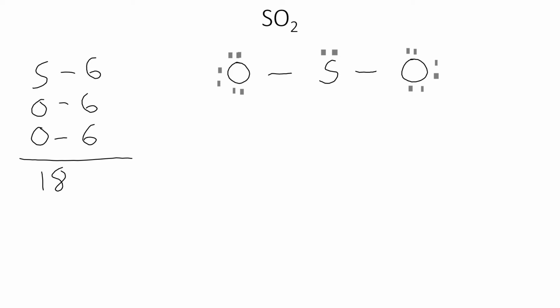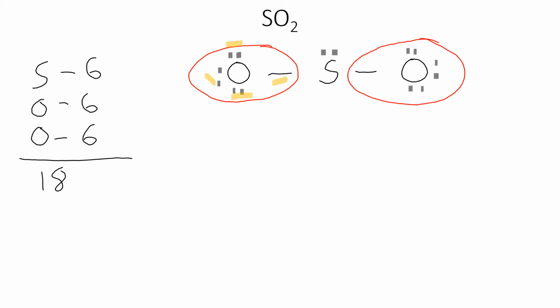So now when we're looking at the octet rule, starting with the outer atoms, the 2 oxygens, we're going to see that both of the outer oxygens have their octet set. 2, 4, 6, 8. That's good. 2, 4, 6, 8. That's good. So if we kind of clear those markings, because we still have to check that central sulfur.